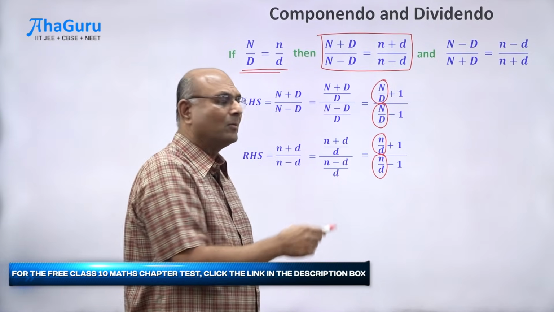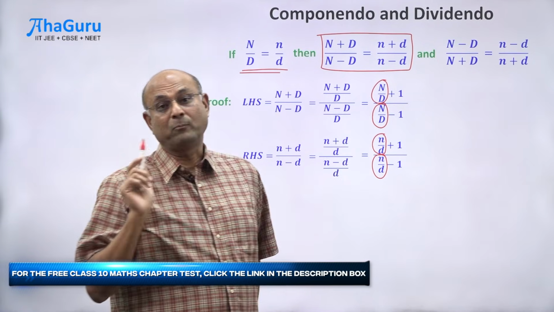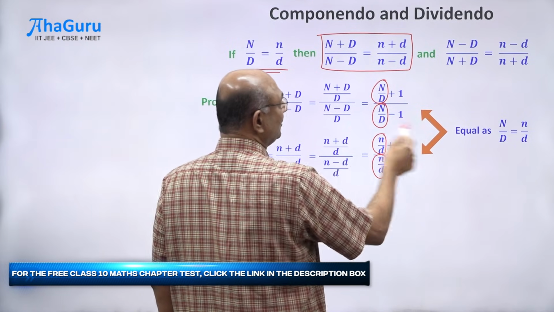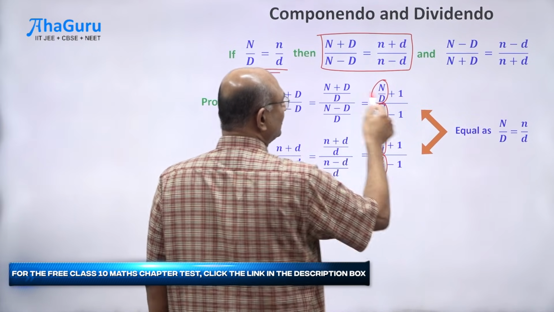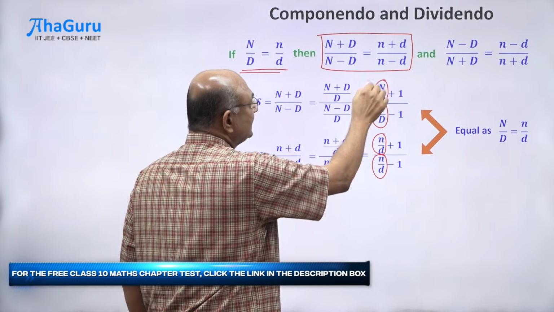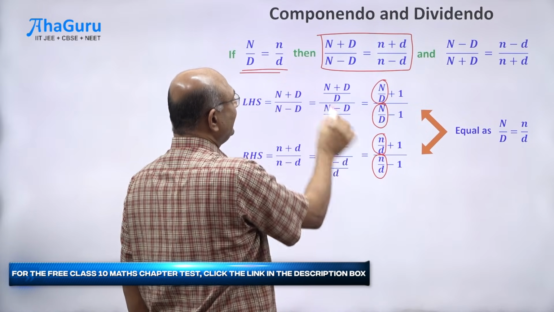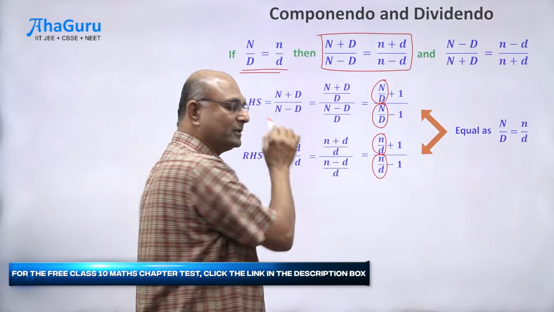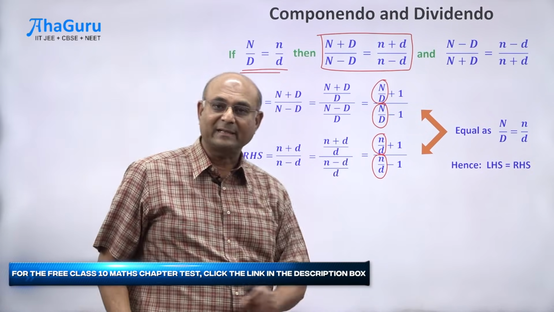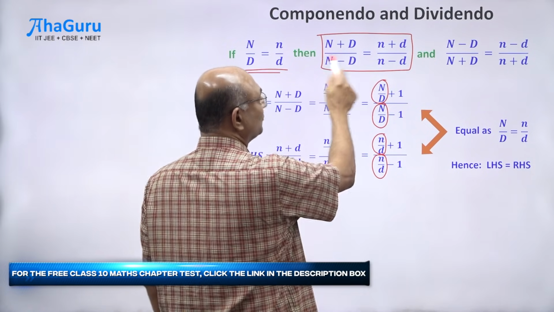So actually what we have arrived at there and here, they are both the same. Why? Because capital N by capital D is equal to small n by small d. So if these ratios are equal, then this must be equal to this. So we have proved that the left hand side and the right hand side are equal. So therefore we have proved this statement.